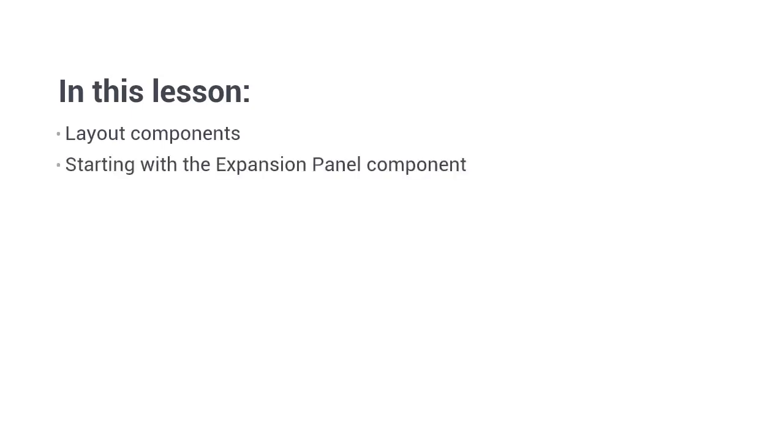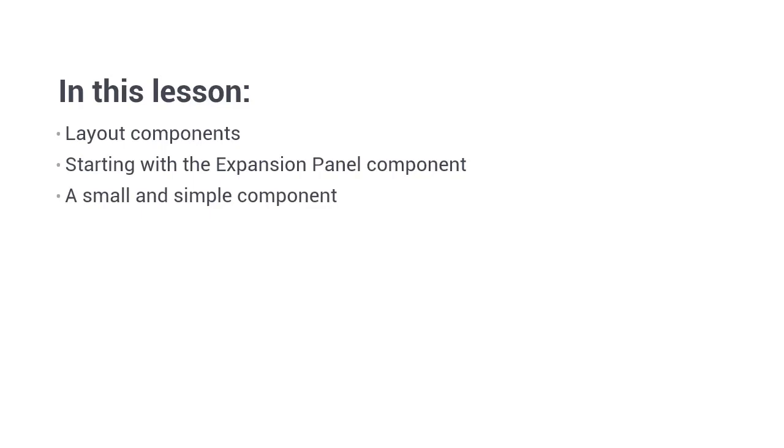Hi folks, in this lesson we're going to move on from the schematics that we've been looking at so far in the course and start to look at some of the layout components that Angular Material provides, starting out with the expansion panel component. Unlike the components that we looked at earlier, we can't use the CLI to create an expansion panel. There's no schematic for this one. But that's fine, it's just a small component and we can create it manually ourselves pretty easily.